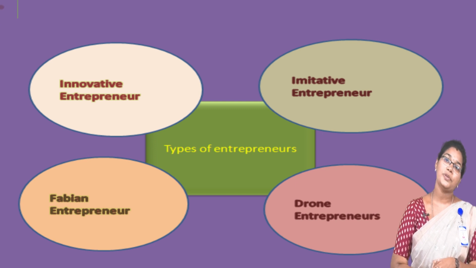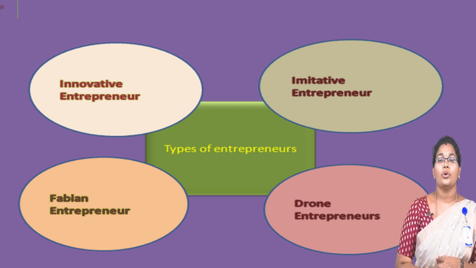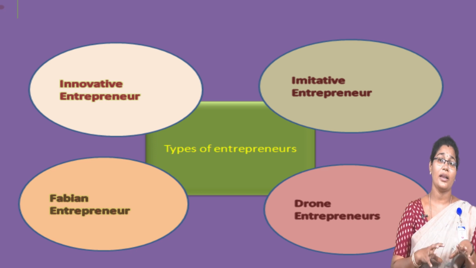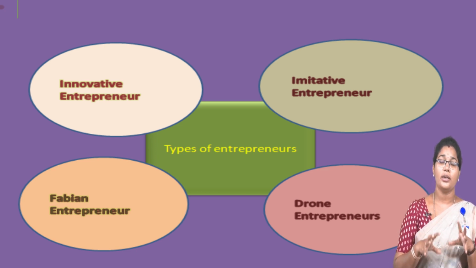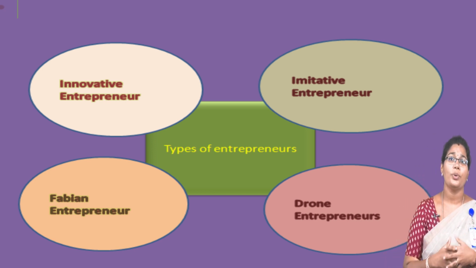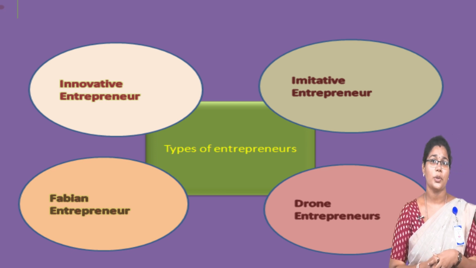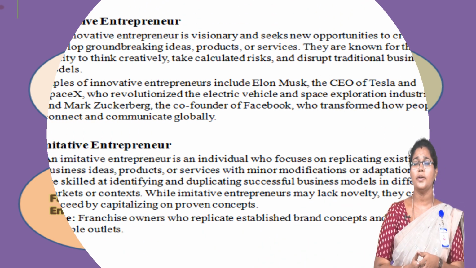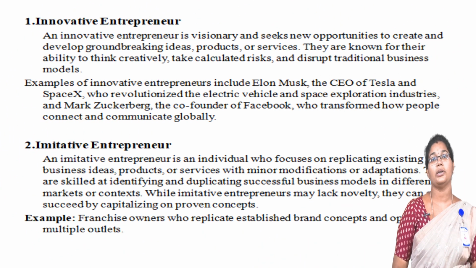Next one is types of entrepreneurs. So many types of entrepreneurs are there in our society, business environment, surroundings. These are the main types here. First one is innovative entrepreneur, imitative entrepreneur, and next one is Fabian entrepreneur. Next one is drone entrepreneur. So first one is innovative entrepreneurs.